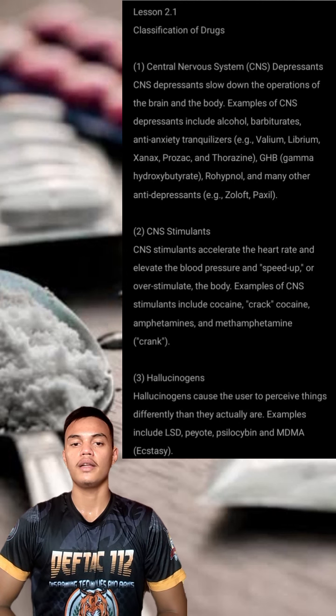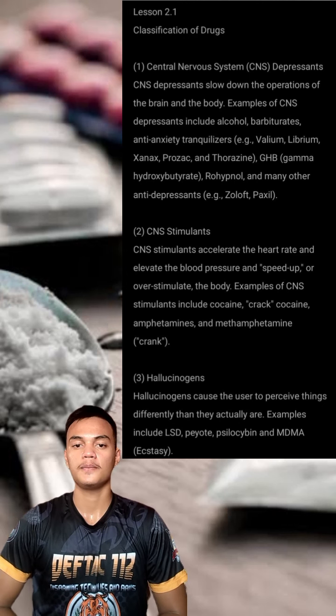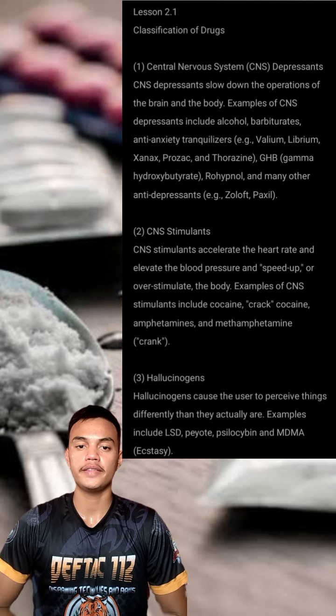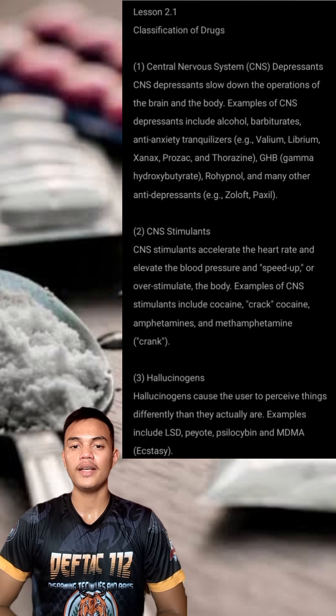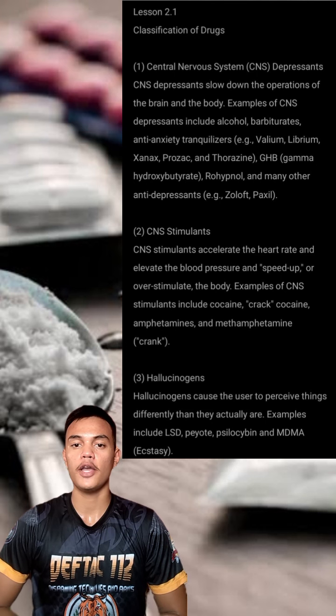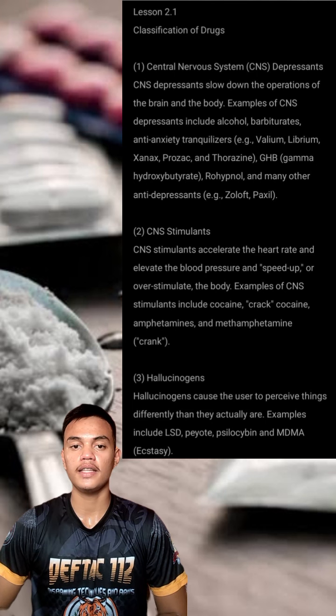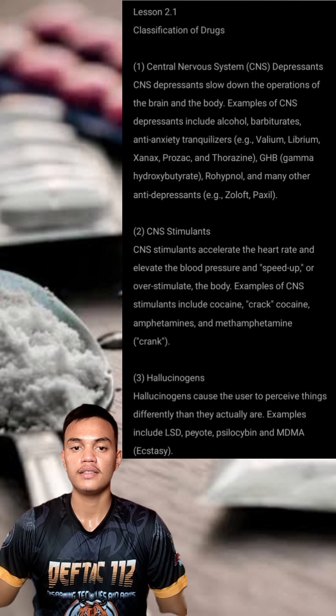Lesson 2.1. Classification of drugs. Number 1. Central Nervous System Depressants. CNS depressants slow down the operations of the brain and the body. Examples of CNS depressants include alcohol, barbiturates, anti-anxiety tranquilizers, GHB, Rohypnol, and many other antidepressants such as Zoloft and Paxil.